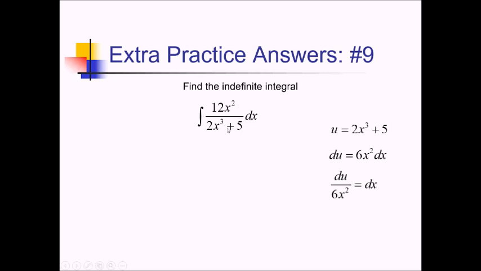Plugging back in here, we can now write 12x squared over u, and then instead of dx, we have du over 6x squared. X squareds are canceling. We also have 12 over 6, which is 2. So we have 2 over u, or 2u to the negative 1. Either way, though, antiderivative is going to be 2 ln absolute value of u plus c. And then replacing u with this stuff that has x in it, we can write 2 ln absolute value of 2x cubed plus 5, all of that plus c.